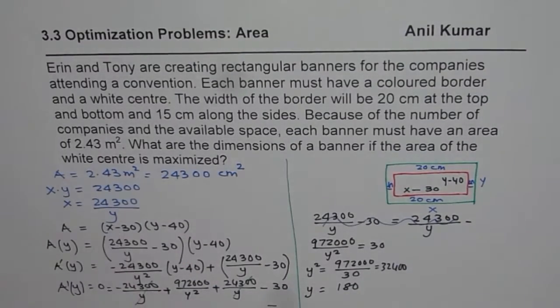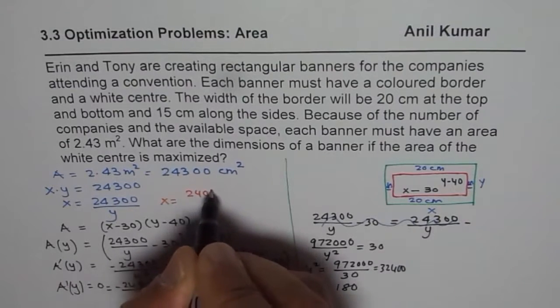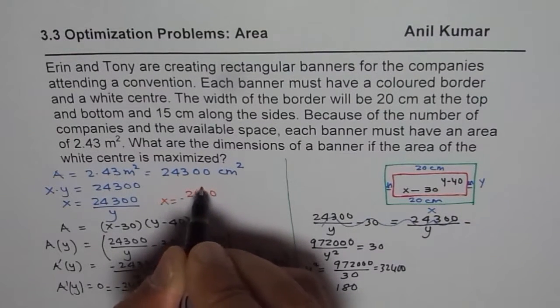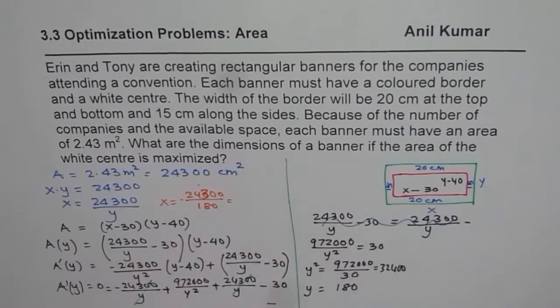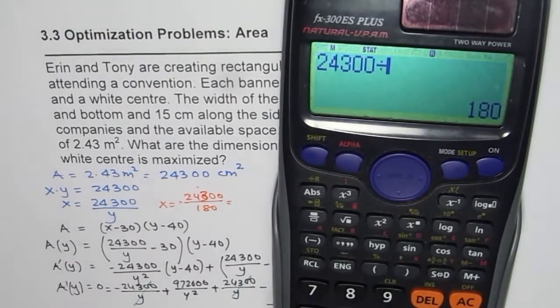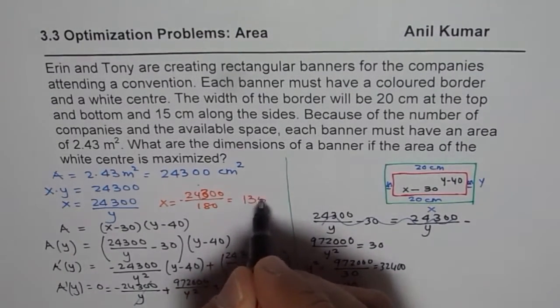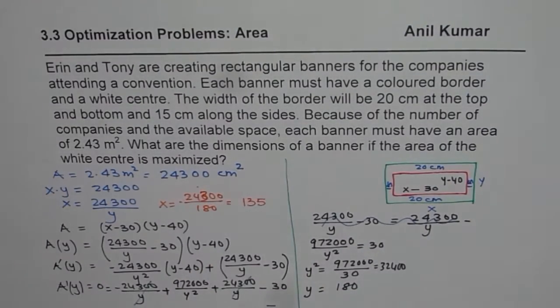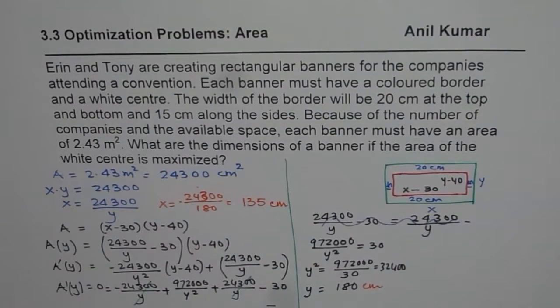Now since the value of y is 180, you can find what x is, right? So x is equal to 24,300 divided by 180. So let's do that. 24,300 divided by 180 equals 135. So 135, and these units are centimeters. So for maximum area, you expect that to be the case, right?